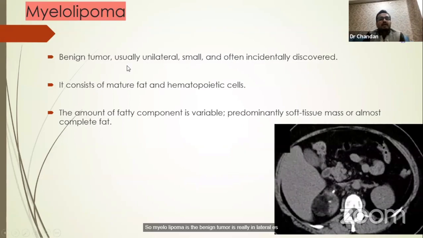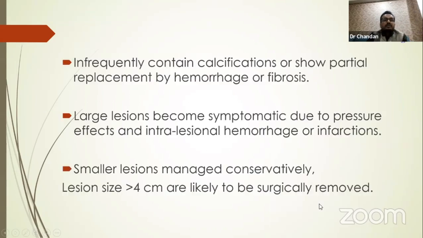Myelolipoma is a benign tumor, usually unilateral, small, and often detected incidentally. It consists of mature fat and hematopoietic cells. The amount of fatty component is variable, from a predominantly soft tissue mass to almost complete fat. Here in the non-contrast CT images, we can see a fatty component with inhomogeneous hypodense soft tissue within the suprarenal location.